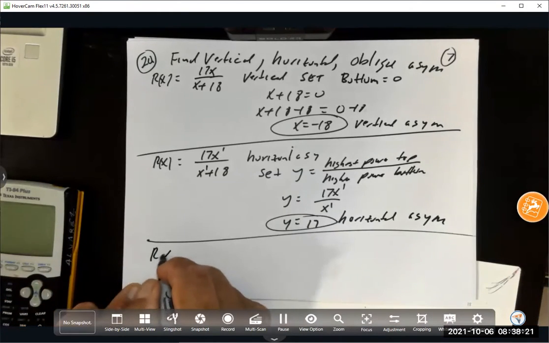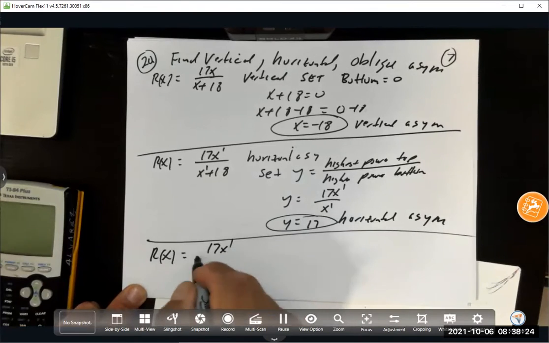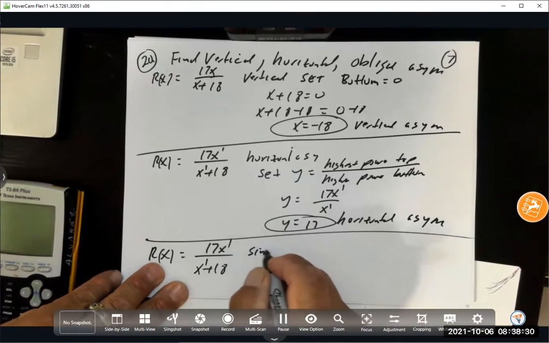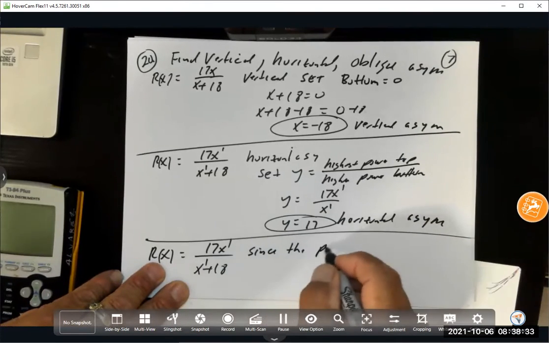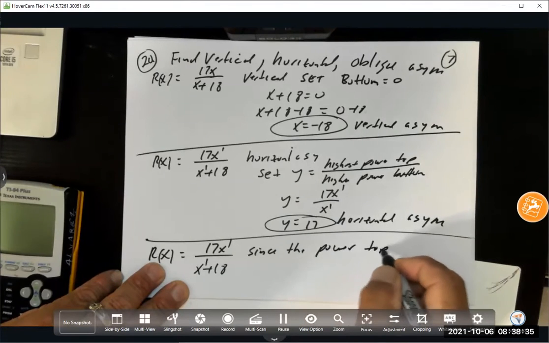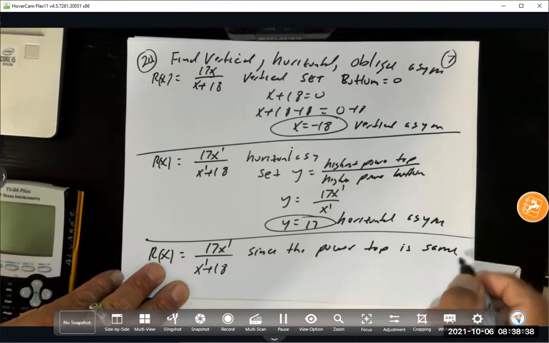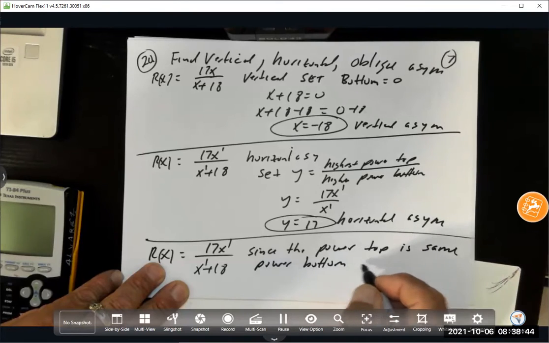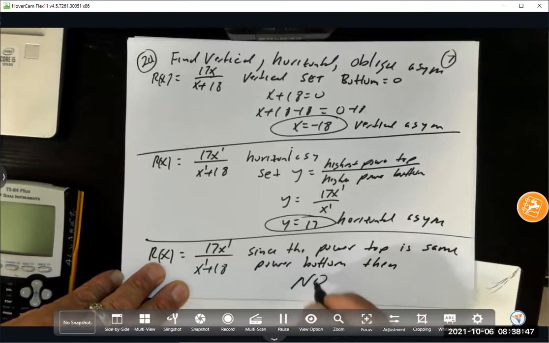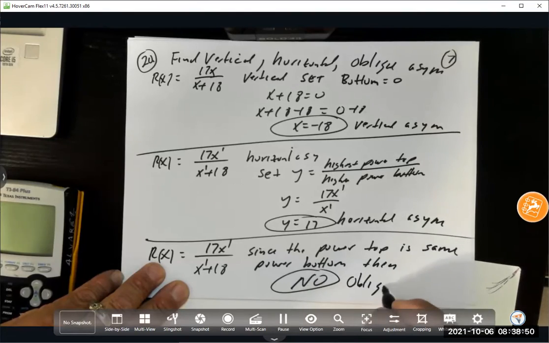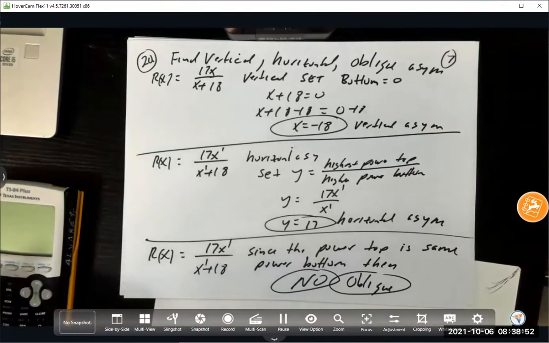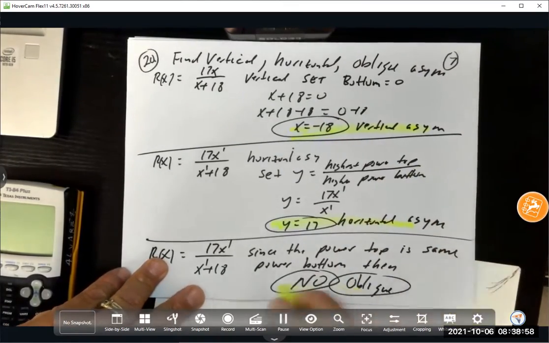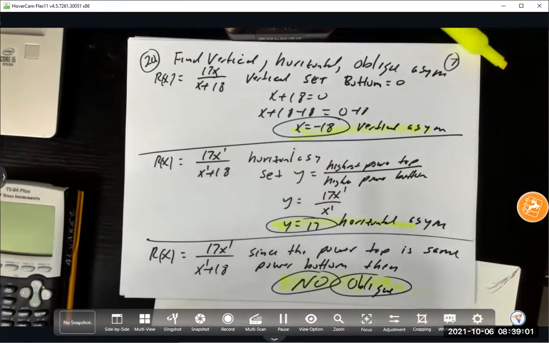All right, and the last part, r of x is 17x to the 1 over x to the 1 plus 18. It's going to say, I just give you the answer. It says if the power on the top is the same as the power on the bottom, then there is no oblique. Just write that down. Okay? So I got the vertical, and I got the horizontal, and then I got the oblique. So I need to remember that.